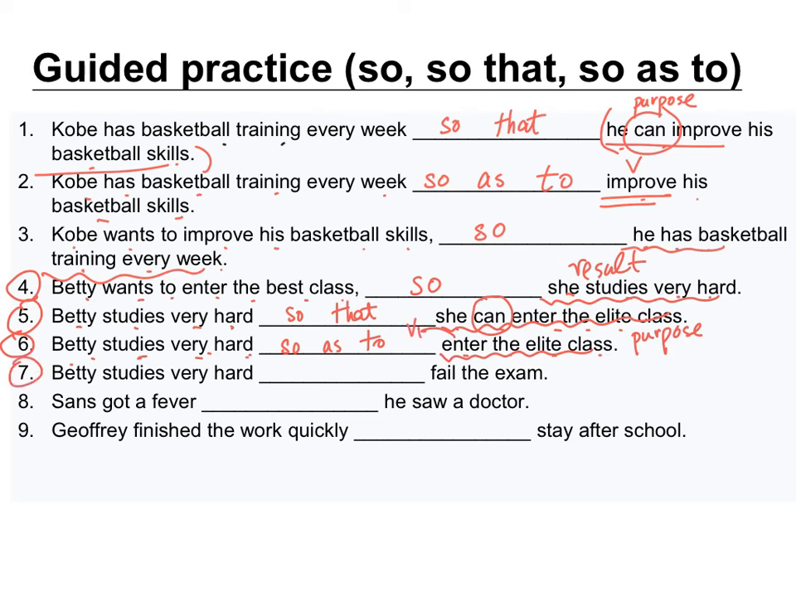Number 7. Betty studies very hard. Fail the exam. We have to use so as not to, because Betty studies very hard. The purpose is not to fail the exam.